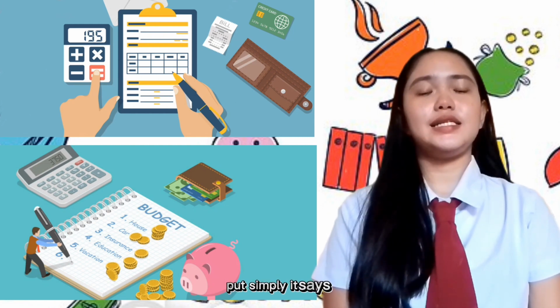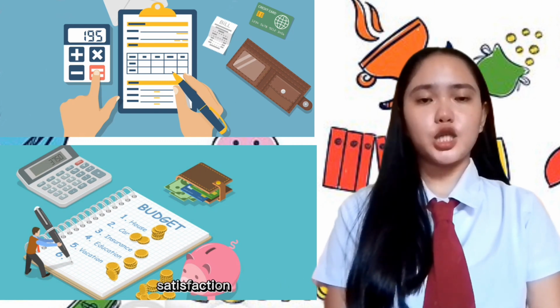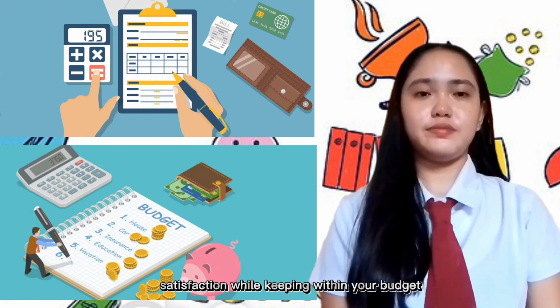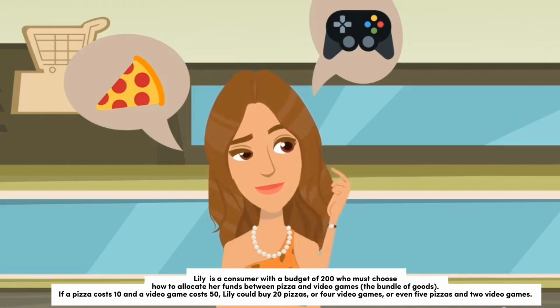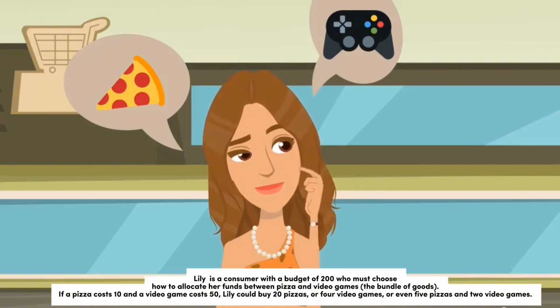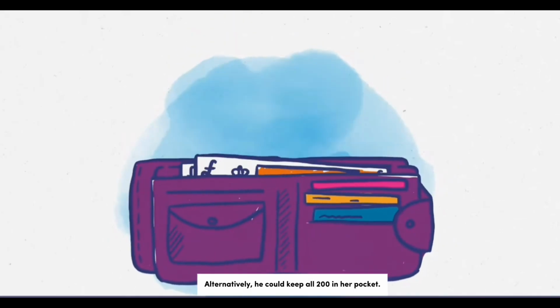Put simply, it says that you choose to buy the things that give you the greatest satisfaction while keeping within your budget. For example, Lily is a consumer with a budget of 200 who must choose how to allocate her funds between pizza and video games, the bundle of goods. If a pizza costs 10 and a video game costs 50, Lily could buy 20 pizzas or 4 video games, or even 5 pizzas and 2 video games. Alternatively, she could keep all 200 in her pocket.